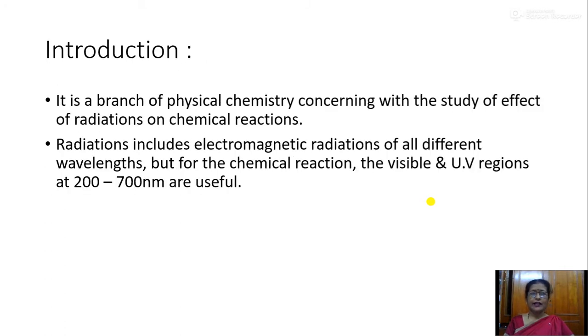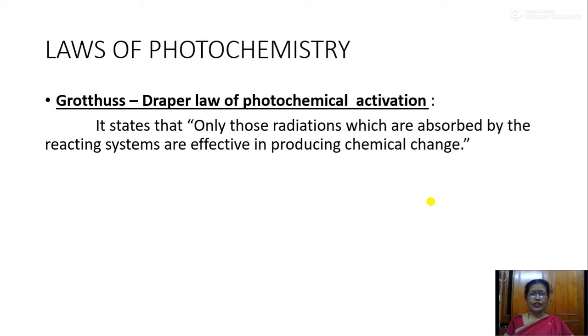Introduction: it is a branch of physical chemistry concerning the study of the effect of radiations on chemical reactions. The radiations include electromagnetic radiations of all different wavelengths, but for the chemical reaction, the visible and UV regions in the range 200 to 700 nanometers are useful. Now let us come to the laws of photochemistry.